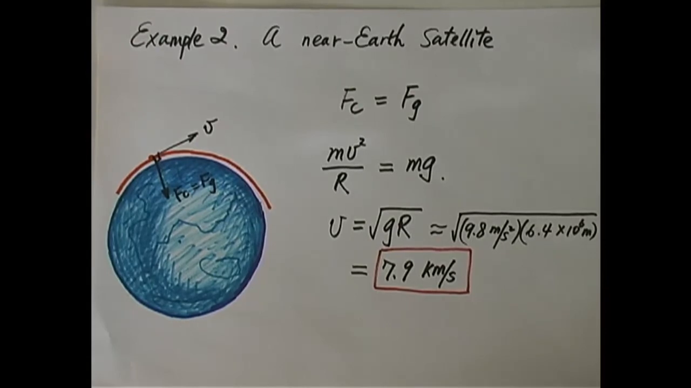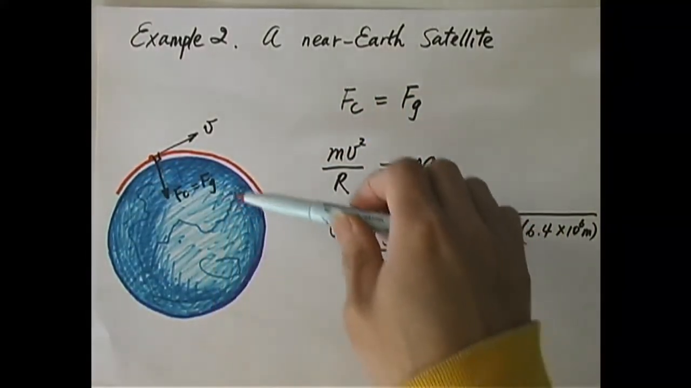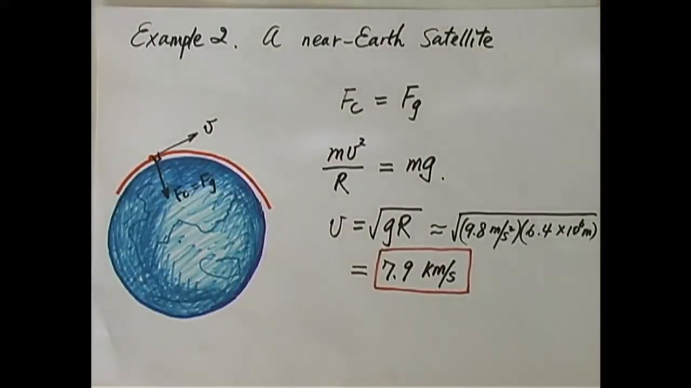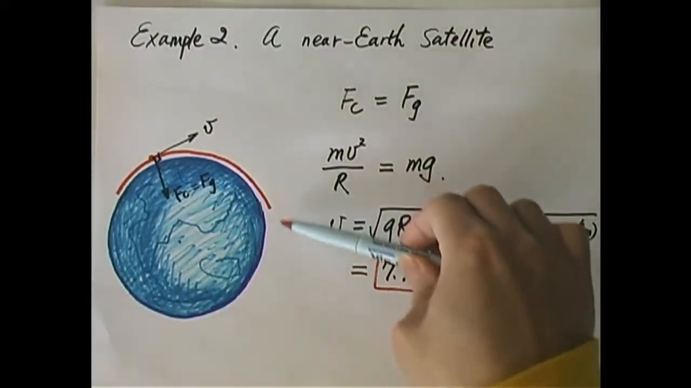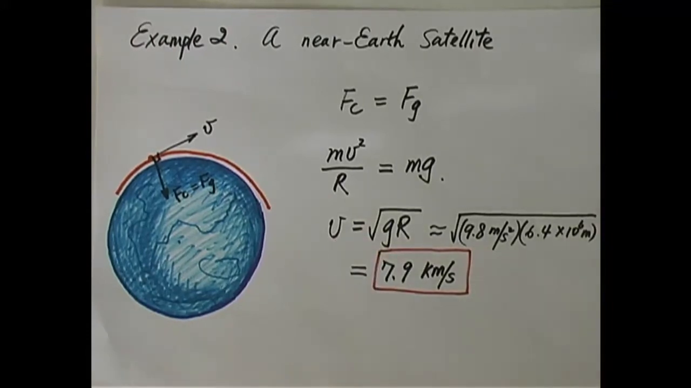You can also calculate how long it would take for an object moving with this kind of speed to complete one revolution around the Earth. That's simple enough to do. In fact, what you do is 2 pi r, that's the circumference, right? 2 pi r divided by that v. And you can do that. It turns out to be quite fast. It takes a little bit less than 1.5 hours to finish one revolution around the Earth. That is a near-Earth satellite.